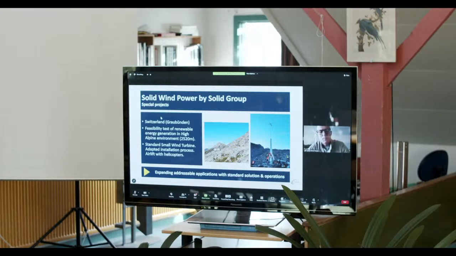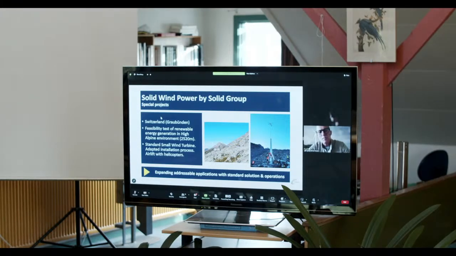We have had projects on the northern side of Hokkaido in Japan, and we still have a project on the northwestern coast of Greenland. And now we have entered into a project in Switzerland in the canton of Graubünden. The main question here is trying to understand the feasibility of establishing renewable energy sources or energy generation in a high altitude alpine environment.